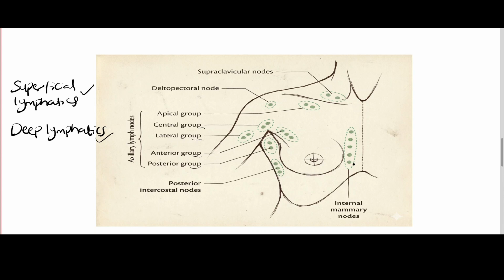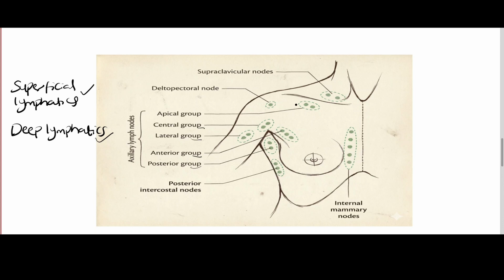So we now have the apical group of lymph nodes, which we've talked about. These lymph nodes receive lymph from other axillary group of lymph nodes, and also from the deep parts of the breast. Another group of lymph nodes we have is the internal mammary nodes. They are located along the internal thoracic vessels, close to the sternum, and they receive lymph majorly from the medial part of the breast.